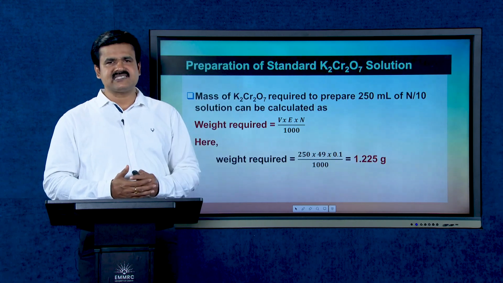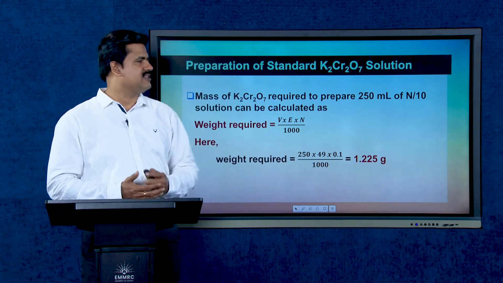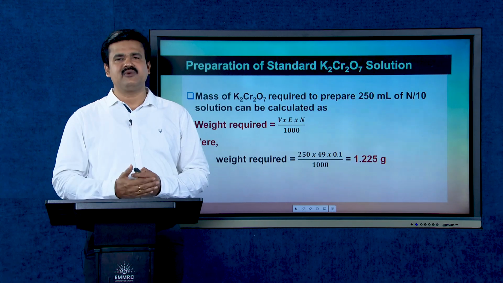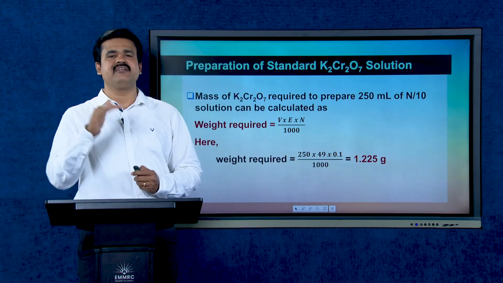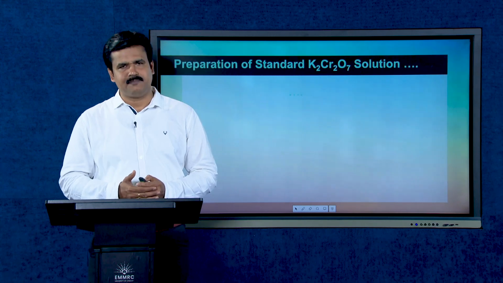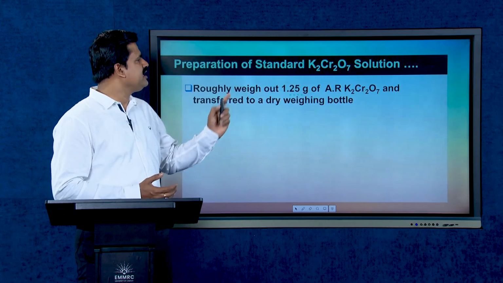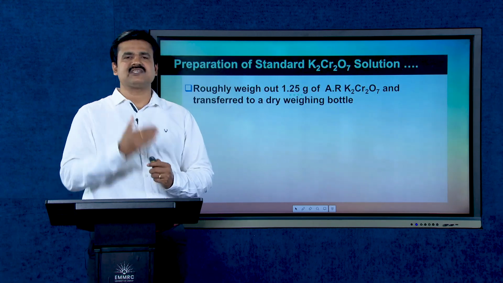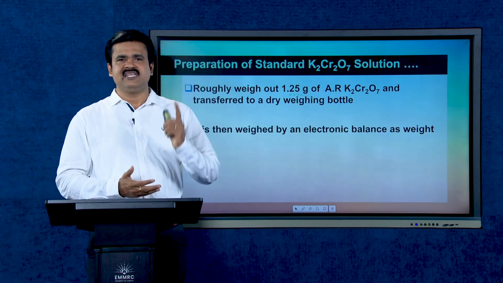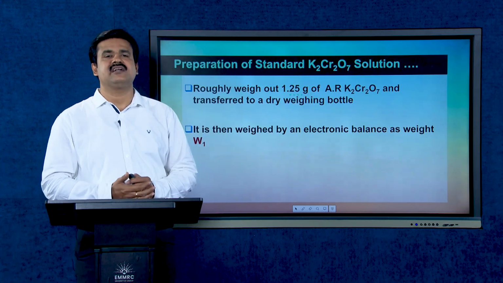In the present case, the weight required will be equal to 250 ml volume multiplied by 49, the equivalent weight of potassium dichromate, into 0.1, that is the required normality, the whole divided by 1000. You will get a weight value of 1.225 gram. Now, roughly weigh out 1.25 gram of AR potassium dichromate and transfer to a dry weighing bottle. It is then weighed by an electronic balance, and the weight is recorded as W1.